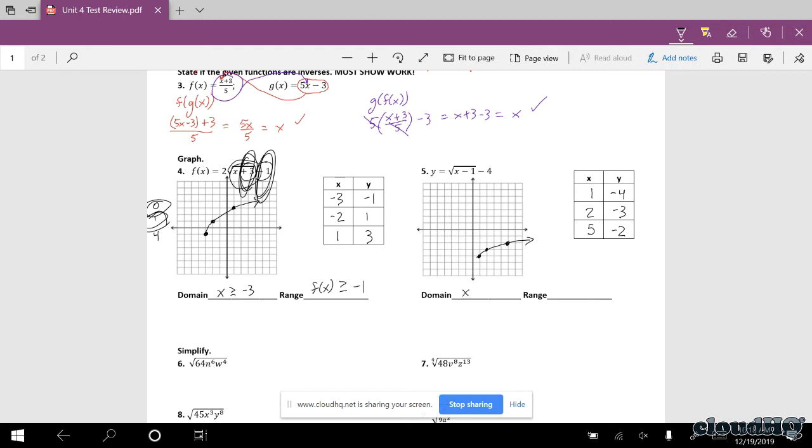Domain. X had to be greater than or equal to 1. This problem didn't use f of x, it used y, so I'm going to stick with the letter y on my range. It was greater than or equal to -4.